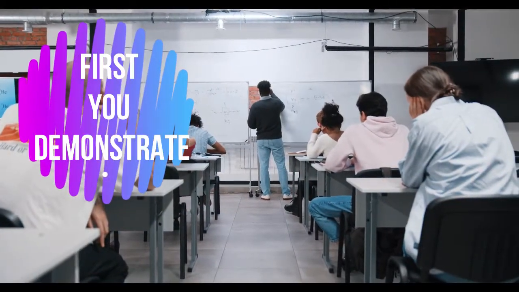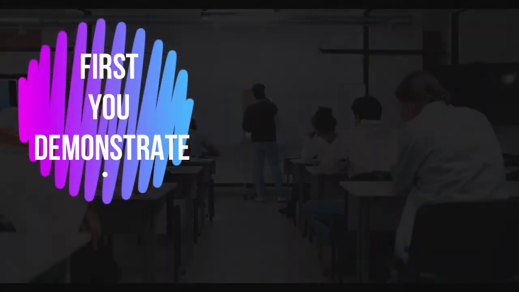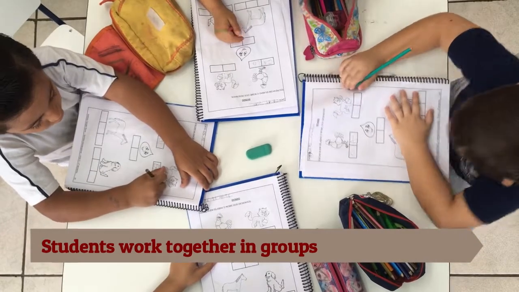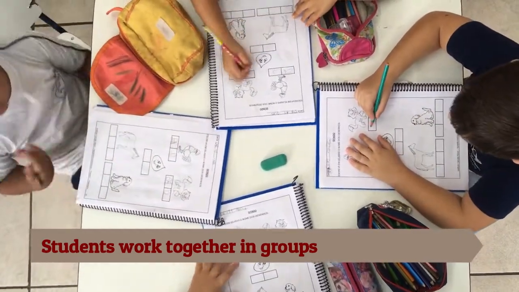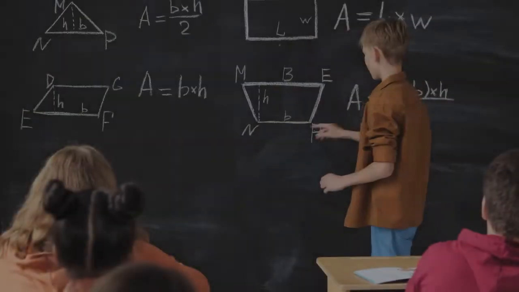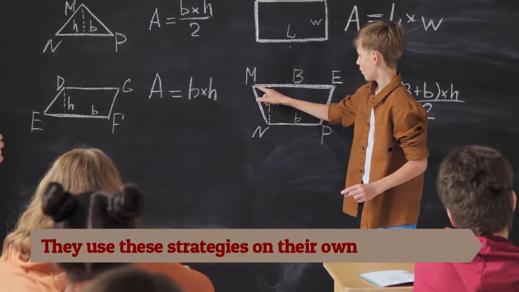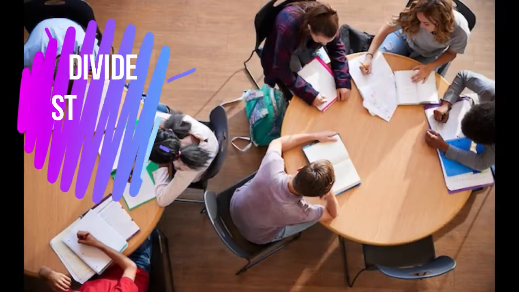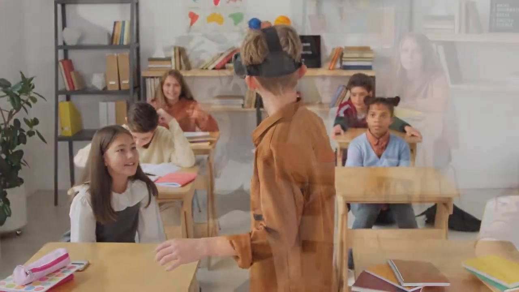First, you demonstrate how the strategies work. Then students work together in groups to better understand the processes. And finally, once students are comfortable, they use these strategies on their own. Divide students into groups, and then within the group, each child is given a role to play.